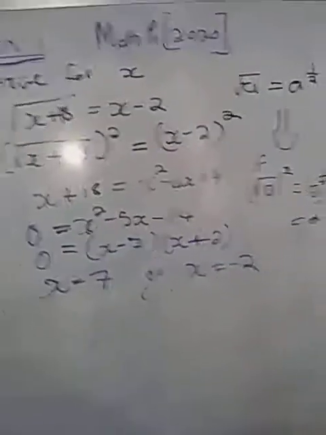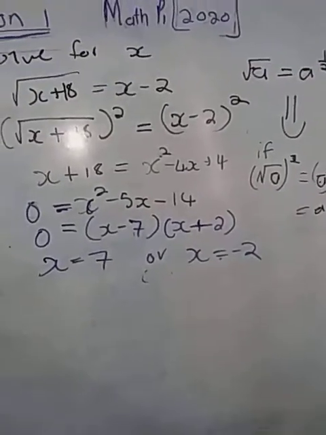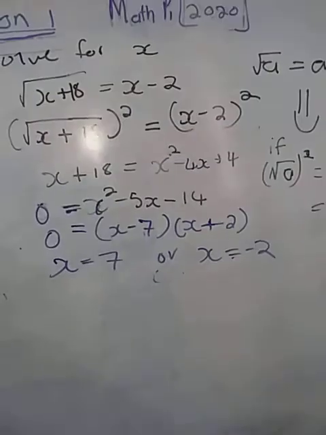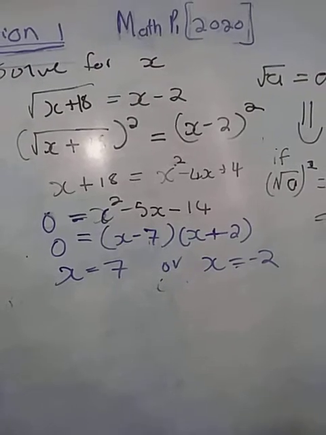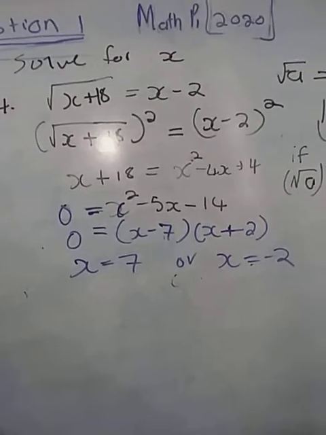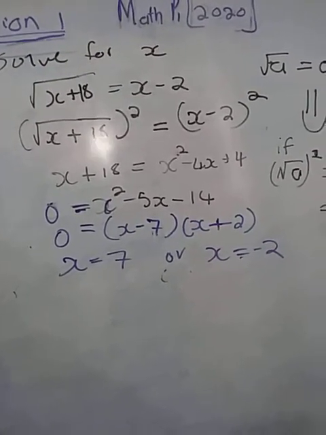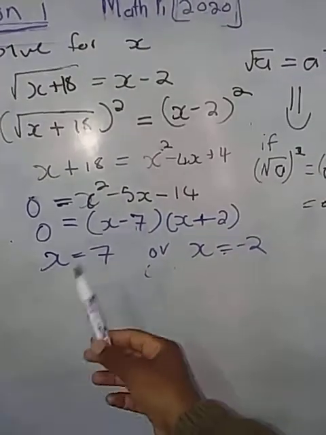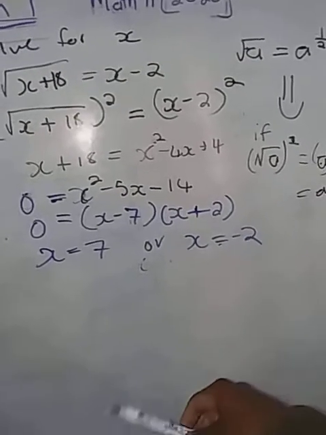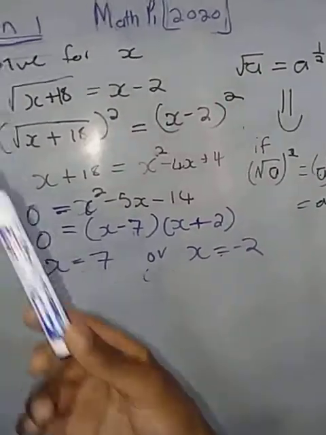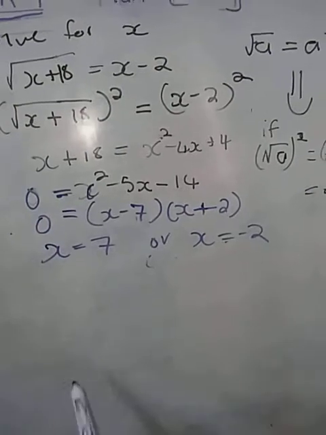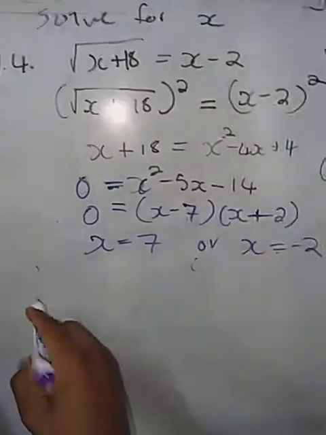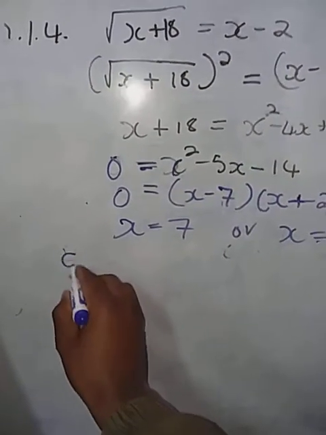But since you can see the equation that we were solving consists of a root, when you're dealing with roots, some of the values will not satisfy that root. So we have to test between 7 and negative 2, which one satisfies that root. If they both satisfy it, then they are both correct.